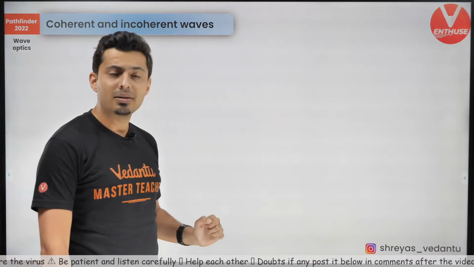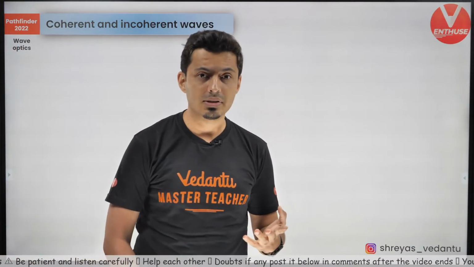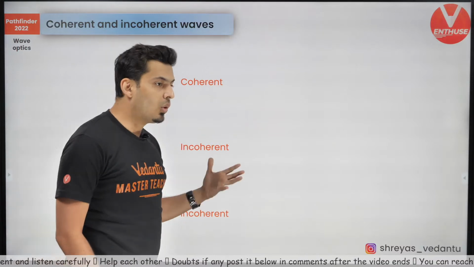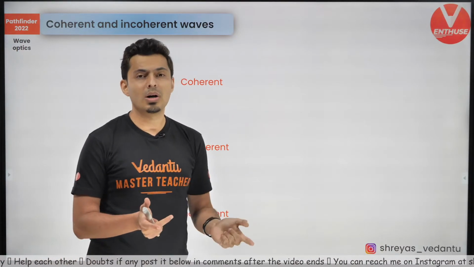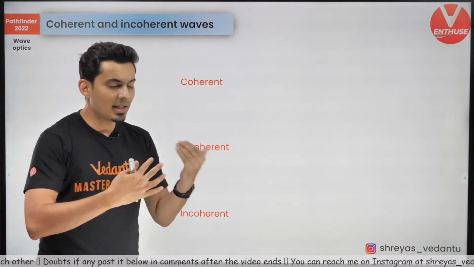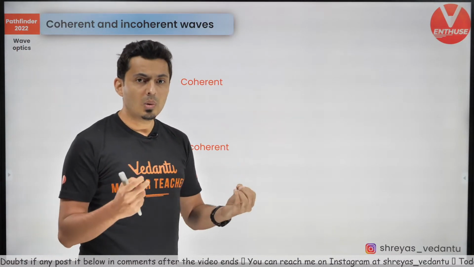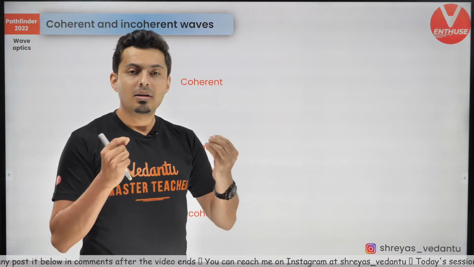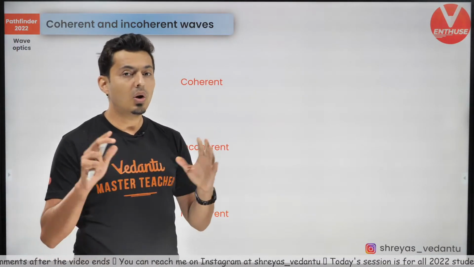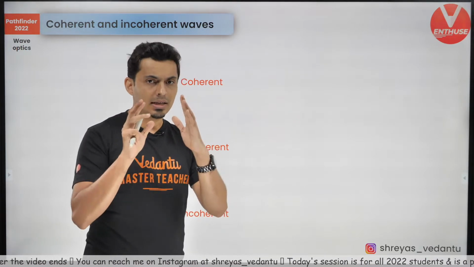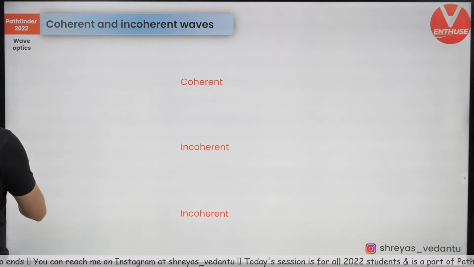First, what are coherent and incoherent sources? See, coherent means it's in sync. Incoherent means it is not in sync. Now, the thing is, we need coherent sources to study interference, not incoherent sources. I'll tell you using a quick example.